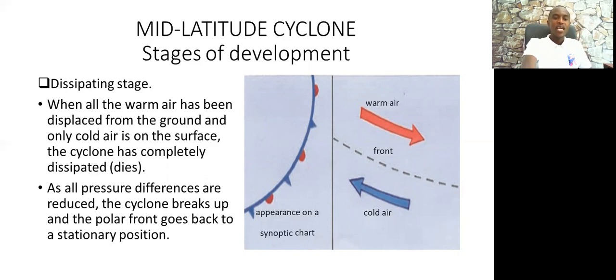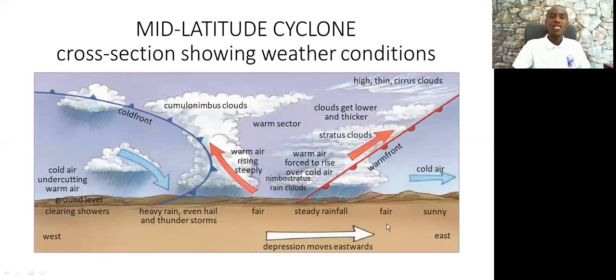Okay, now here, so that's what we have there. So its appearance on the synoptic chart, that's what you see there. Now let's get to see that cross section of what they call mid-latitude cyclones.